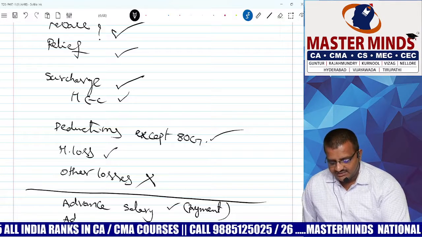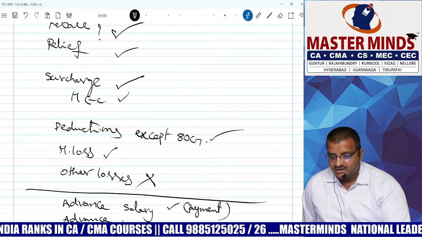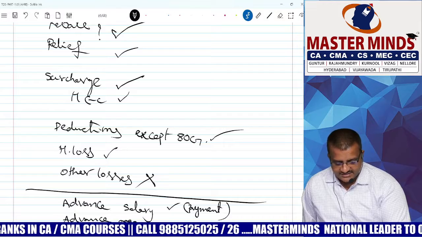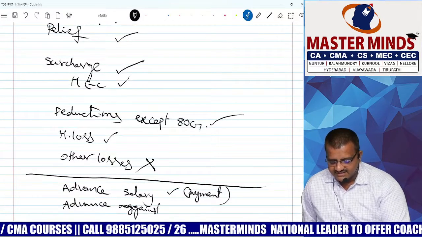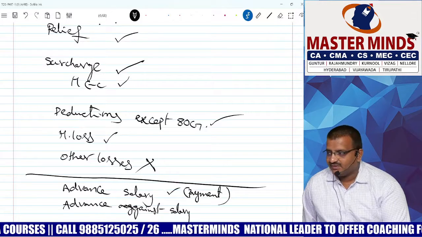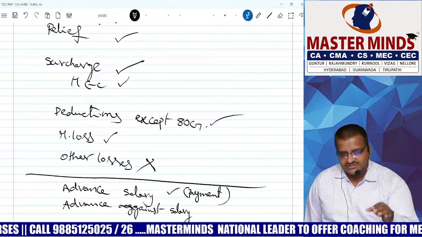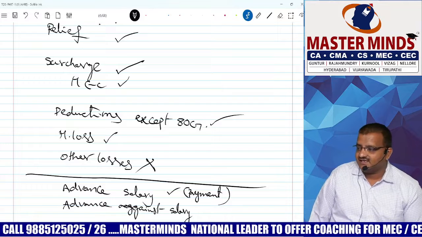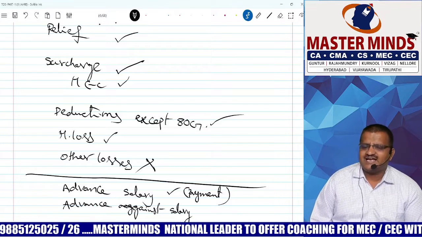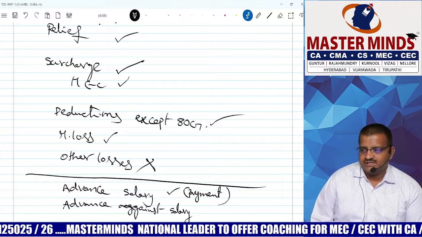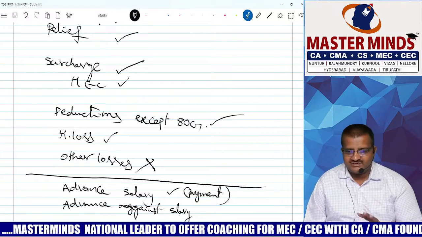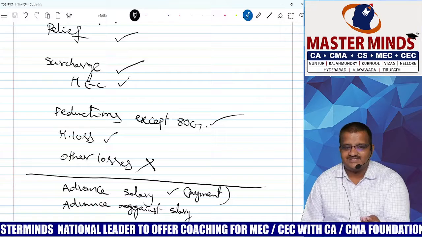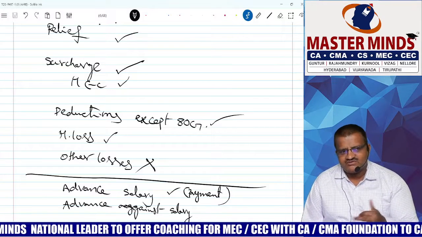Next. Advance against salary. I repeat, advance against salary. Anybody in the class, what is the answer? Advance against salary, whether TDS is applicable or not applicable. First you should know what advance against salary is. Advance against salary means a loan. You will say, sir, my sister's marriage. Don't give me advance salary. Give me an advance, sir. My doubt, what is the difference?